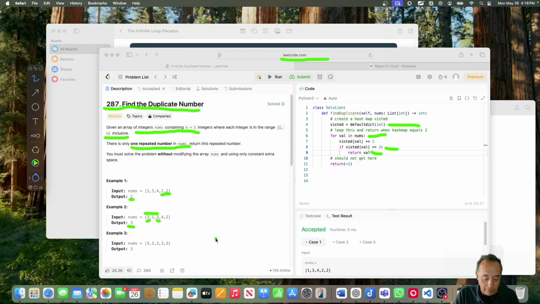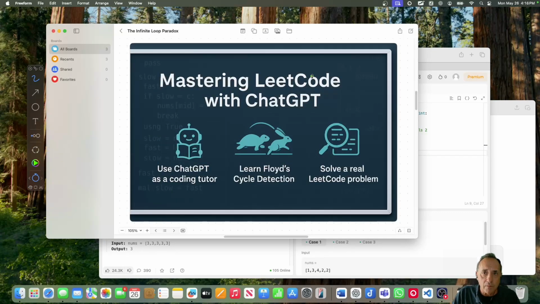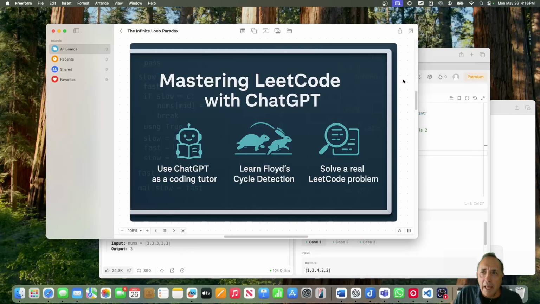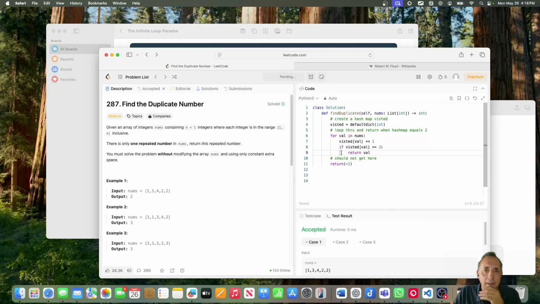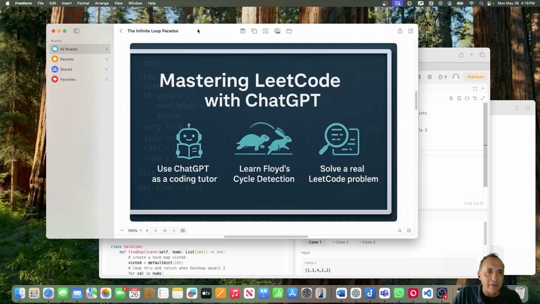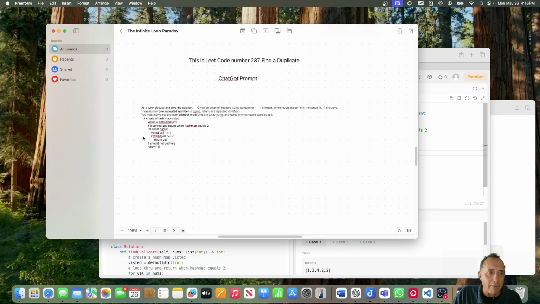So let's get rid of this screen brush. First of all, let's clear the screen, and get rid of the screen brush. And let's see how we do. And we did fine, except that there's a lot of people who did better than that. So why is that? So let's go back over here, and I have prepared my question to ChatGPT.